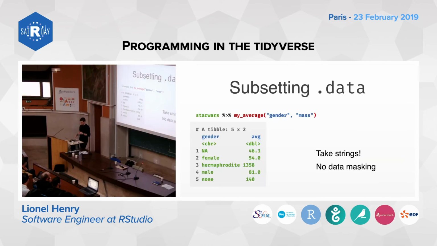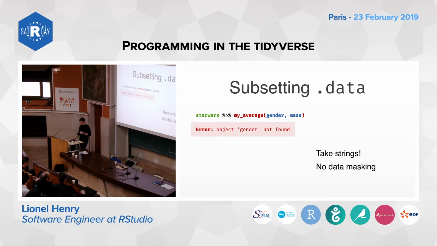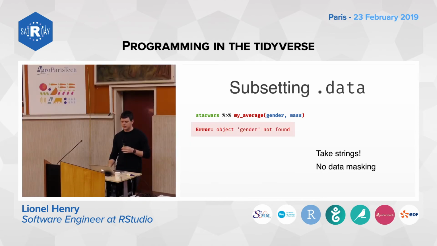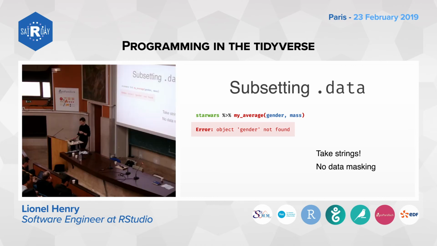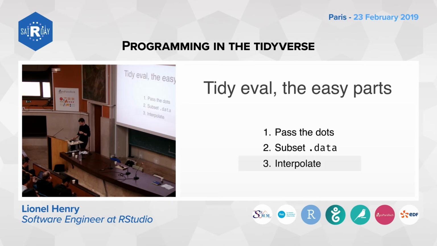And that means that we now have wrapped our dplyr pipeline in a function. That function takes strings. There is no data masking. And that can actually be a good thing because now it means that your function is easier to reuse by your collaborators. But of course, if you want to create a package, then it's maybe better to have the full tidyverse interface. So that's where we get to interpolation.